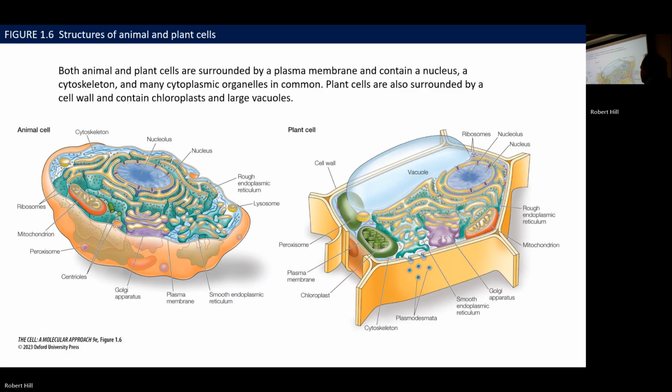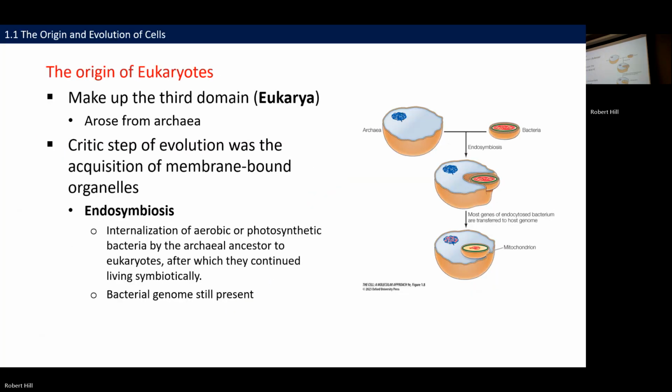Okay? There's all the structures. Pretty picture. So how did these eukaryotes come into being? Well, it was basically the interaction between two cells, right?